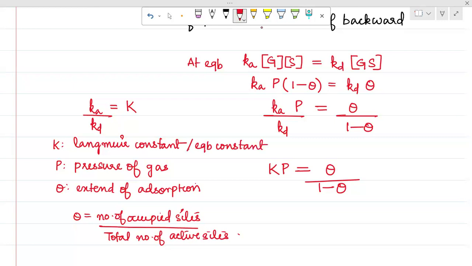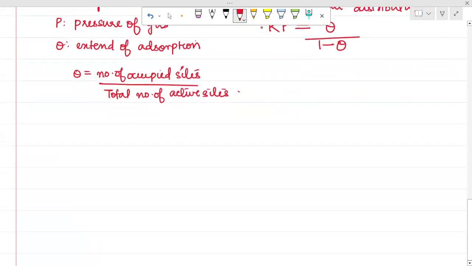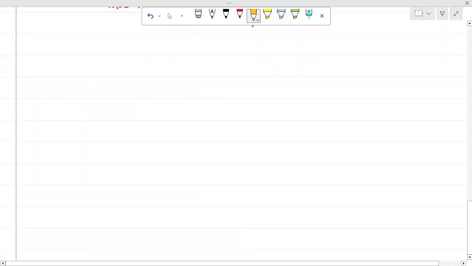In questions you will get different names; you can also call it the Langmuir distribution coefficient. A lot of types of wording are used in the exam, and you have to understand what corresponds to the same quantity. This is the first form of the equation that you should know: Kp is equal to theta by 1 minus theta.